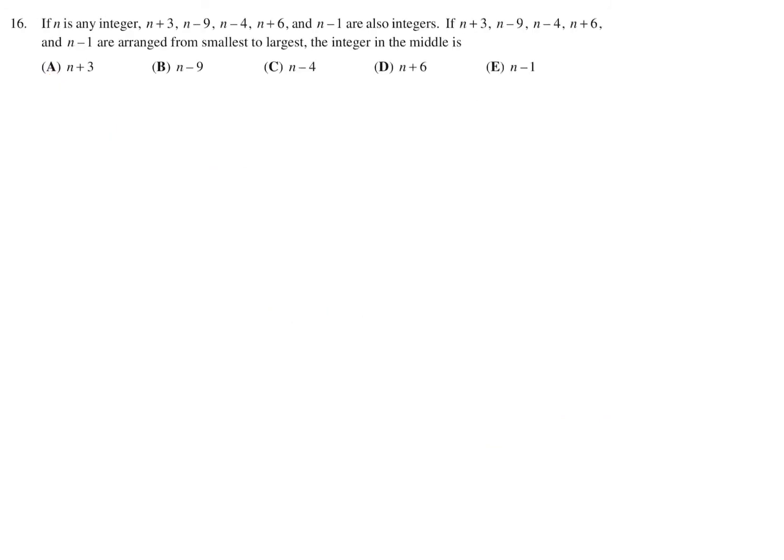If n is any integer, n plus 3, n minus 9, n minus 4, n plus 6, and n minus 1 are also integers. If n plus 3, n minus 9, n minus 4, n plus 6, and n minus 1 are arranged from smallest to largest, the integer in the middle is. Okay, several ways of doing this. You can either do it in terms of just the n's, or, not that it's that difficult, just give n a value. Whatever, I'll let it equal 10.